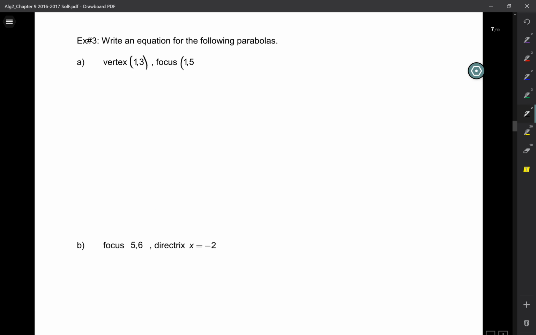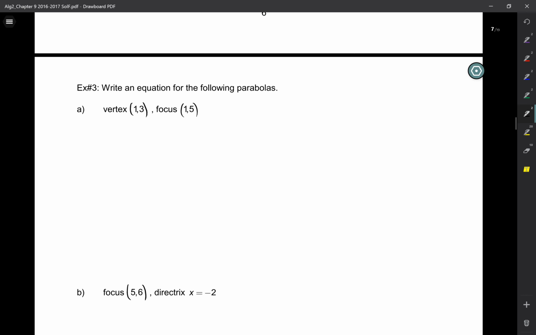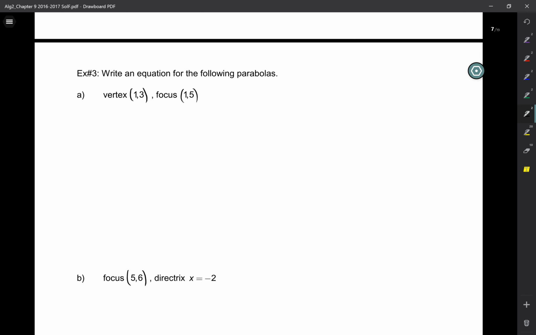Now, what you also have to do in these problems is you're given the various features or the points or the characteristics, and now you have to come up with the equation. I like to do a rough sketch for myself before I get started, just so I can visually see what's happening. So here I have the vertex at (1, 3) and the focus at (1, 5). So is this a vertical or a horizontal parabola? Vertical. It's got to be vertical because it's got to contain the focus, right? So it's a vertical parabola.